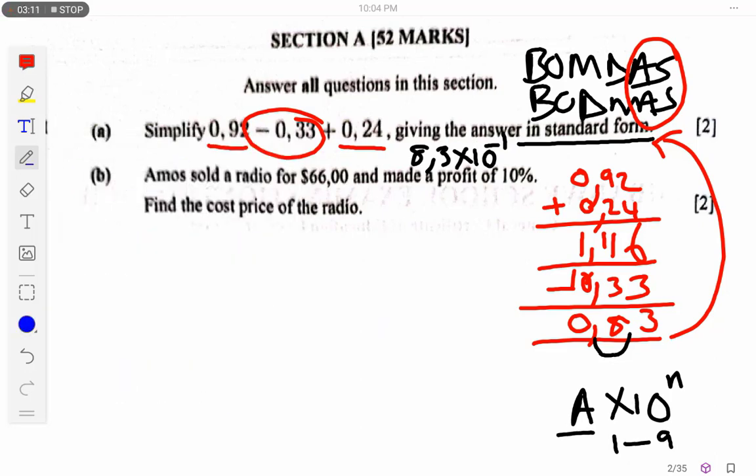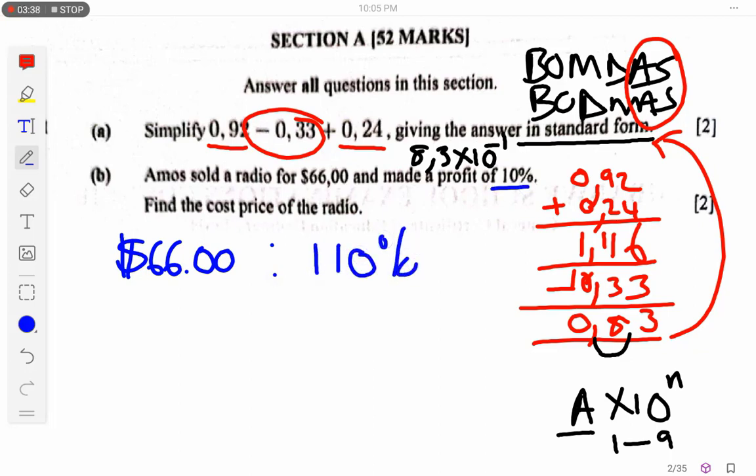Okay, let's move on to the next question. The next question is saying Amos sold a radio for $66 and made a profit of 10%. Find the cost price of the radio. So what I normally do is this. I'll say my 66 is equivalent to 110%, because there's a 10% profit.